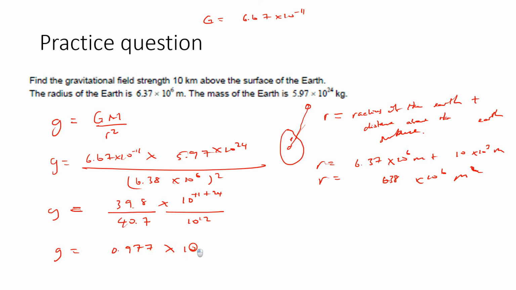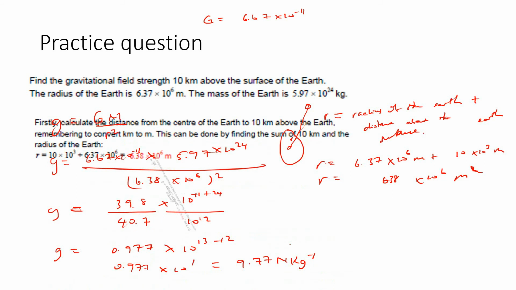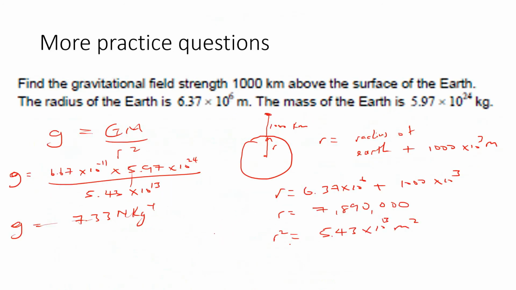0.977 times 10 to the 13 minus 12, which leaves us with 0.977 times 10 to the 1, which is the same thing as saying 9.77 newtons per kilogram. So that would take care of that particular question as it relates to finding the gravitational field strength. All right. Yes. So that would take care of this particular question.